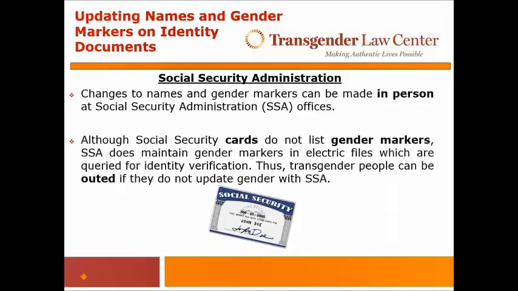So the Social Security Administration is a pretty basic process to update your name and gender change, but there are some things to know. And one is that you actually have to go in person to the Social Security Administration offices. You can't do it through email or over the phone. You have to go in person. You don't have to make an appointment, but you do have to go, and you might have to wait for a while, depending on where you live, to get your paperwork processed.